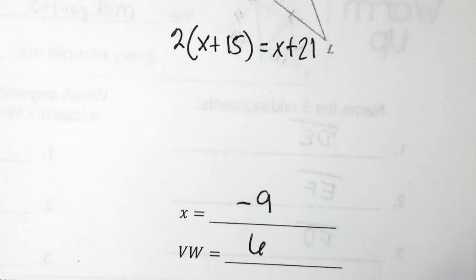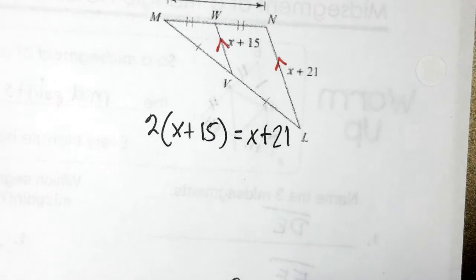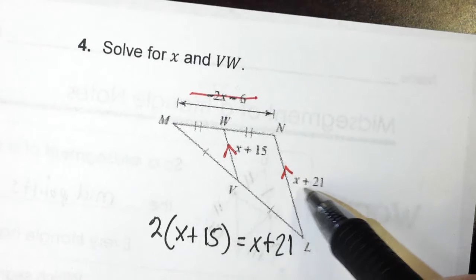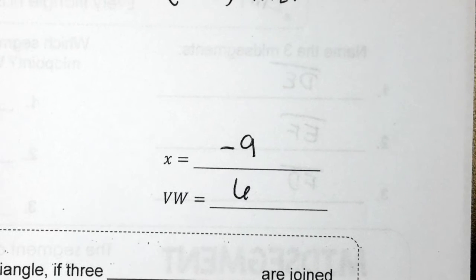And if you wanted to, before you even check, you should know that, what's LN? What's LN have to be if VW is 6? It has to be 12, right? It's double of that. But you can check it anyway. -9 plus 21, that's going to give you positive 12. So it's good. What's up?